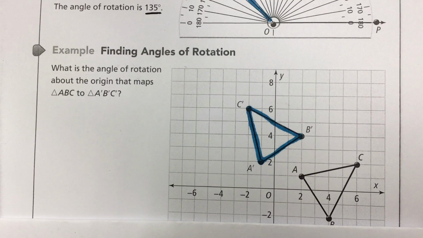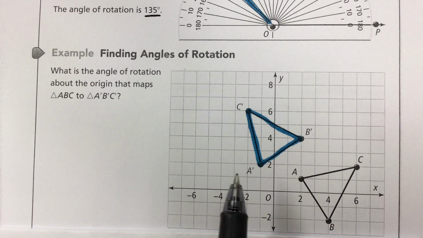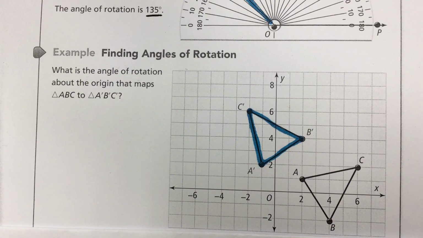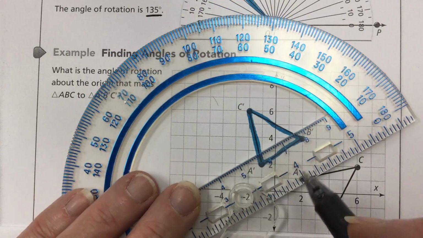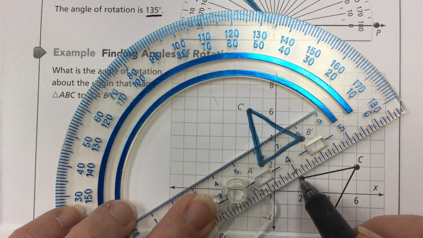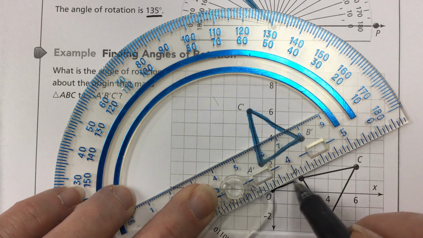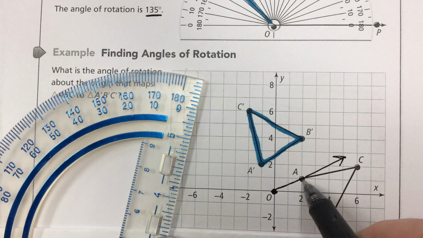What is the angle of rotation about the origin that maps triangle ABC to triangle A prime, B prime, and C prime? What is the angle of rotation? All right, so from the origin, this is what I'm going to do. I'm going to draw a straight line that includes the origin and A. So here we have a straight line including the origin and A. Looks something like this, okay? So I drew a straight line between the origin and A.